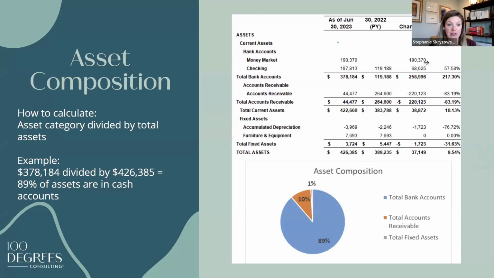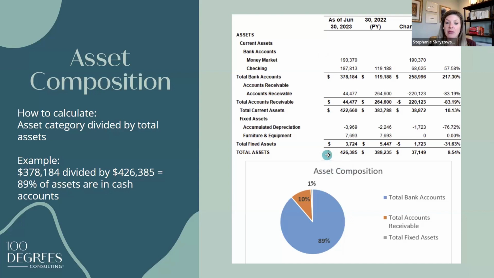Very similar to revenue diversity. We're just taking each asset category, so say total bank accounts divided by our total assets. So in this case, we've got $378,000 divided by our total assets of 426,000, and that tells us that 89% of our assets are in cash accounts, right? Is that good? Is that bad? It depends on the organization, right? There's not necessarily a right or wrong, but it's good for you to know, right?